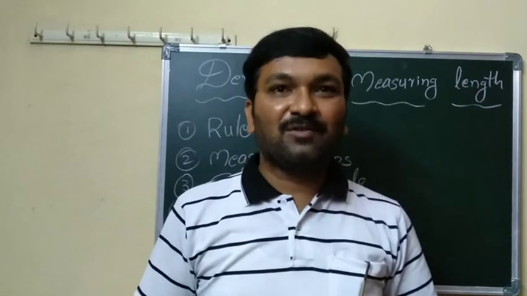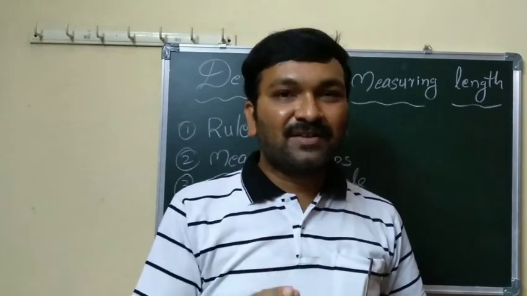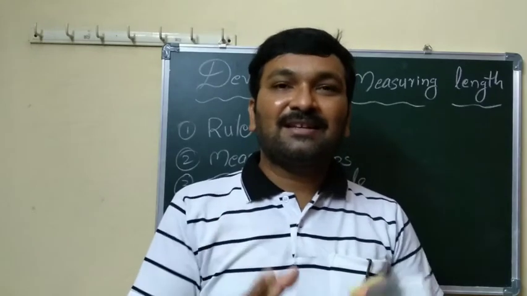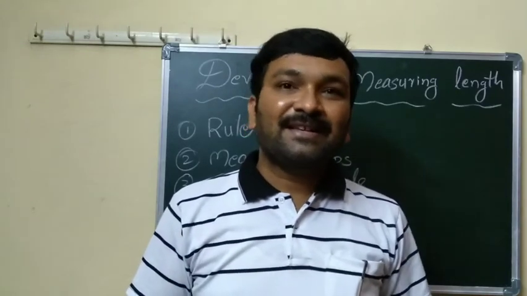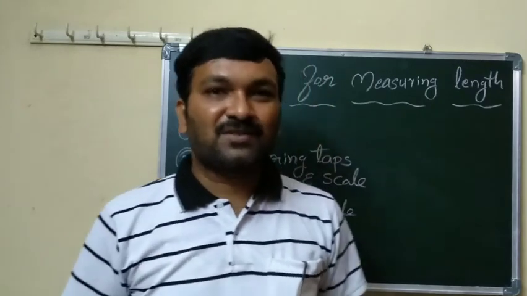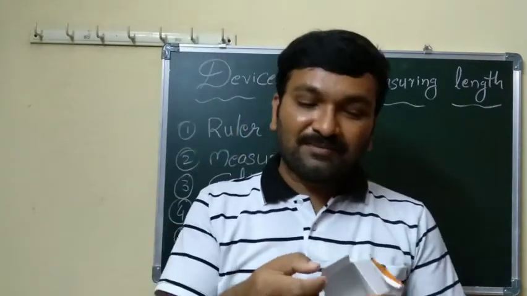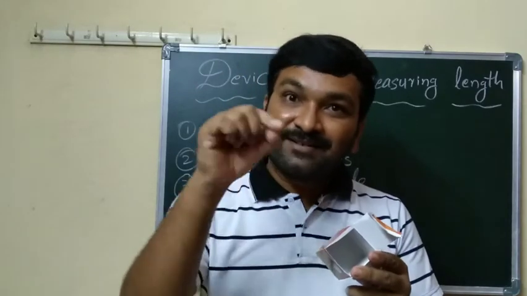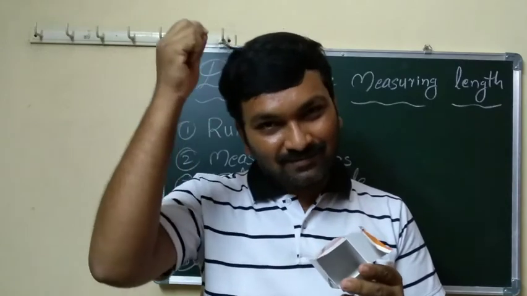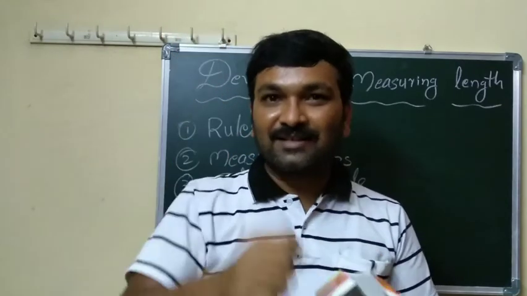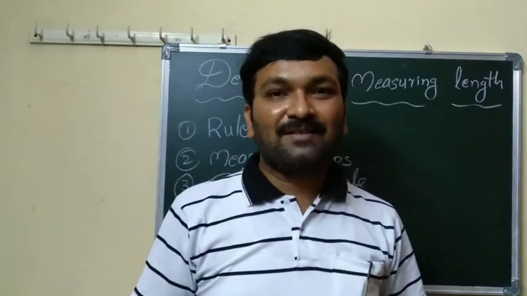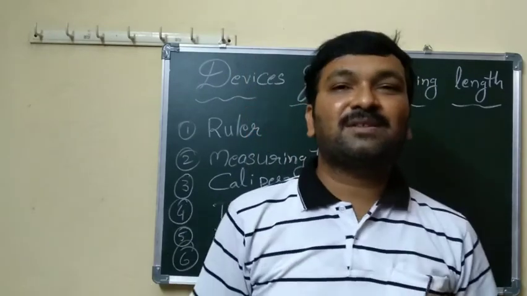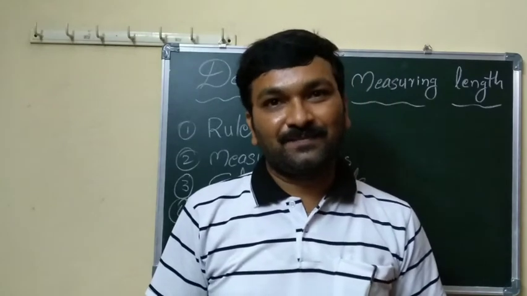So in the first video when I started the lesson, I gave the picture and a little bit of detail about the vernier calipers. Next one is the screw gauge. If you go for the minute one, less than this, meaning 1 millimeter's 100th part, like the thickness of one hair that you want to find out, that time we will use the screw gauge. So these are all the devices we will use for measuring length.